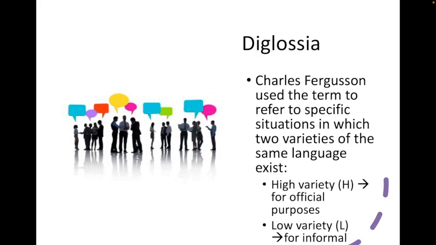Diglossia is from the word duo. So it means that one language can have different meanings at the same time. One that is formal, which is the high variety, and one that is informal, that is the low variety. Okay, let me think of a very common word that is used in diglossia. I can't really think of any other word, but I can think of the word kabit.